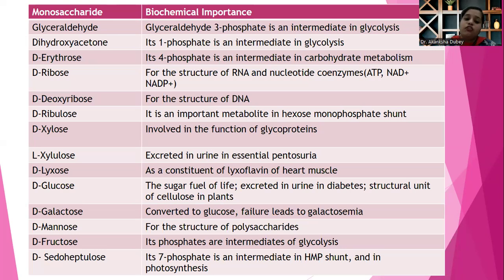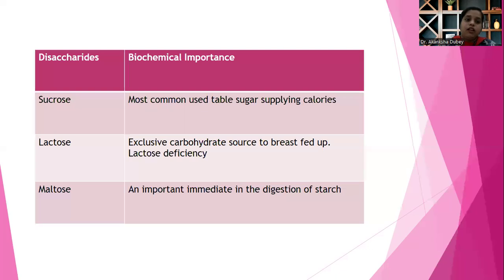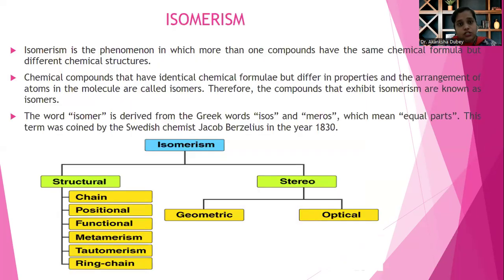Mannose is used in the structure of polysaccharides. Fructose, again, is an intermediate of glycolysis. And D-sedoheptulose 7-phosphate is an intermediate of the HMP shunt pathway. We have another disaccharide, sucrose, as you use in your daily life, that is table sugar, supplying you calories. Lactose is the exclusive carbohydrate source for breastfeeding, and it is used in lactose deficiency. Maltose is an intermediate in the digestion of starch.